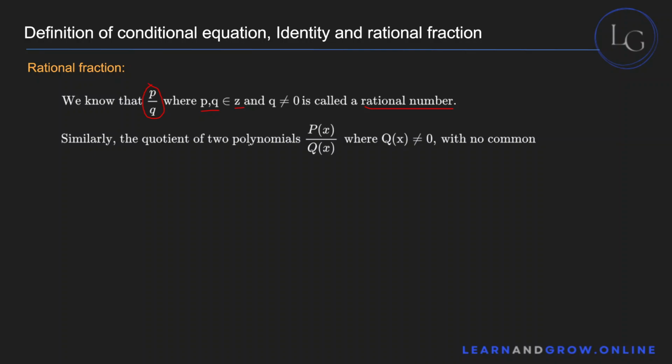Similarly, if you have two polynomials, p of x and q of x, and they are being divided, so p of x divided by q of x, and q of x must not be equal to 0, obviously, and it has no common factors. P of x and q of x have no common factors. So basically this is the, what do you say, the simplified form. This will be called a rational fraction, not a rational number. This will be called a rational fraction because we're dealing with polynomials in the numerator and denominator.